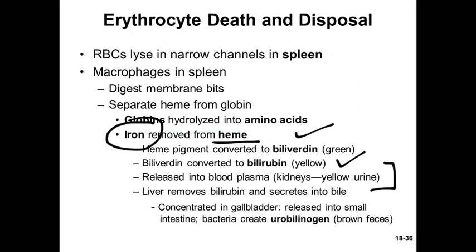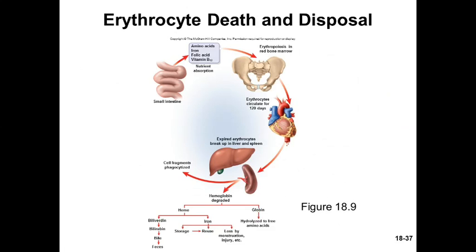Now, the liver will remove that bilirubin and secrete it into bile, and then the bacteria will create urobilinogen, and this molecule gives your feces the brown color. So we see that the urine and the feces both get their color from breakdown of heme. And that's shown here in this flow chart. That is, the iron, which requires B12 and folic acid, is going to be involved with making new red blood cells.